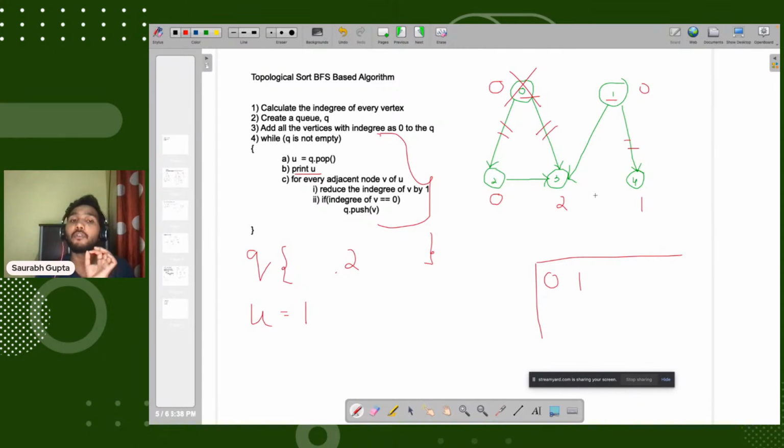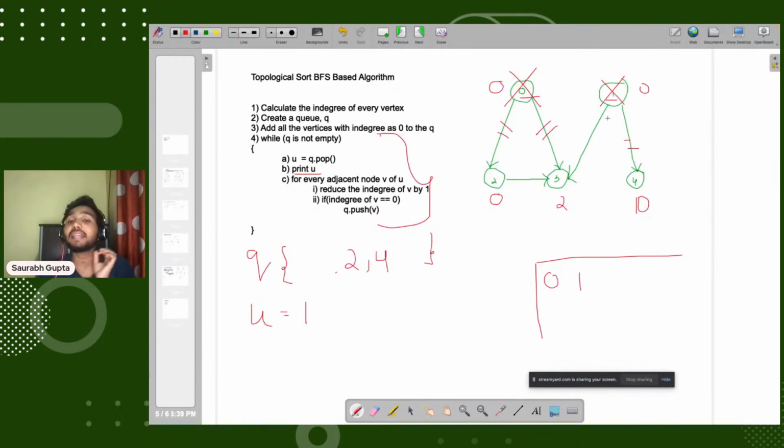Now for 4, this one dependency has been resolved. So I'll try to decrease the in degree of 4 by 1. Here you can see, reduce the in degree of v, so that is 4, by 1. Once I reduce it, the in degree becomes 0 for 4. Now, once the in degree becomes 0, I will check if the in degree is 0, and if it is 0, that means it is free to be included in the topological sort order. So I will put this 4 in the queue.